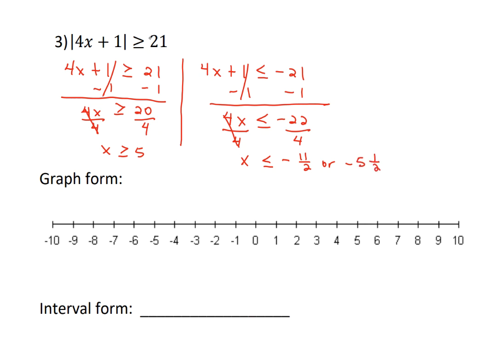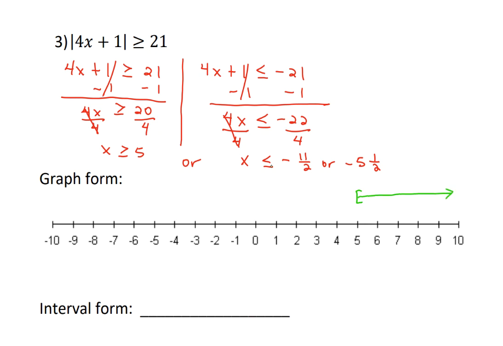Okay, so we back up and we look at our original inequality to determine our connecting word. Remember, less than is and, greater than is or. So since this is greater than or equal to, our connecting word is going to be or. So let's look at what our graph looks like. x is greater than or equal to 5. It's got that equal to part, so we're going to have a bracket on 5, and it's greater than that, so we're going to go to the right.